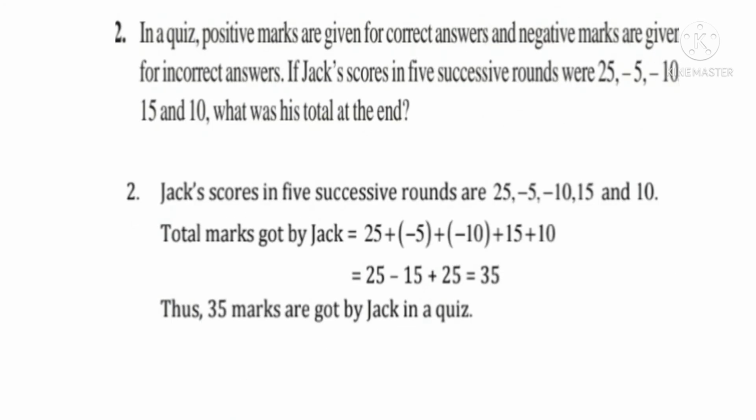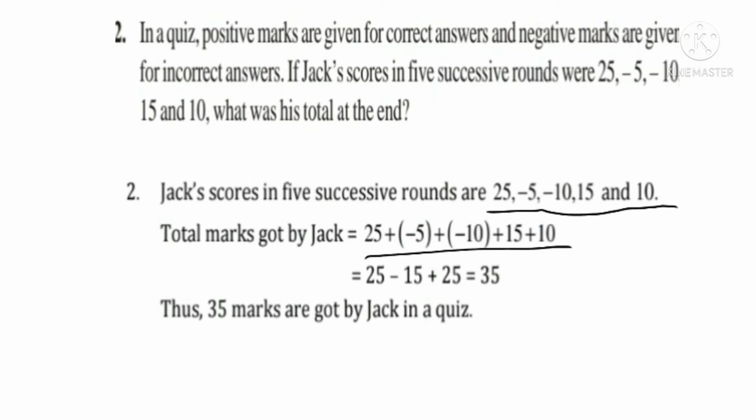Now the second question. In a quiz, positive marks are given for a correct answer and negative marks are given for an incorrect answer. If Jack's scores in 5 successive rounds were 25, minus 5, minus 10, 15 and 10, what was his total at the end? So we have to find out the total marks. Total marks got by Jack is this.